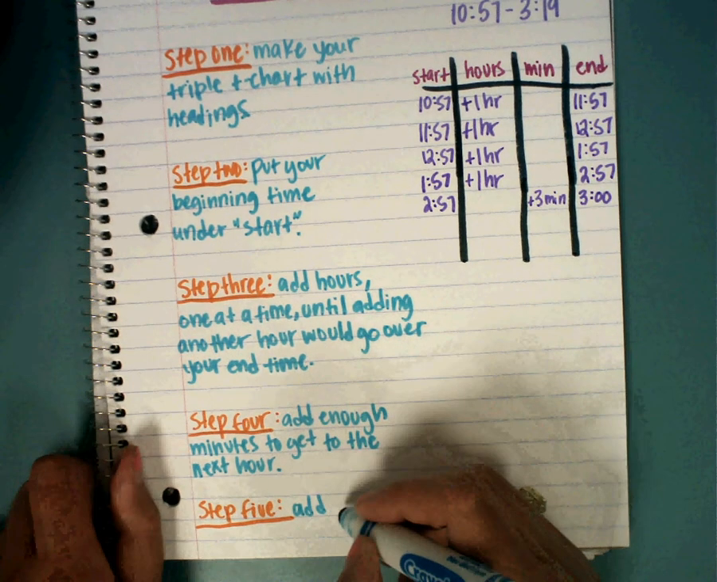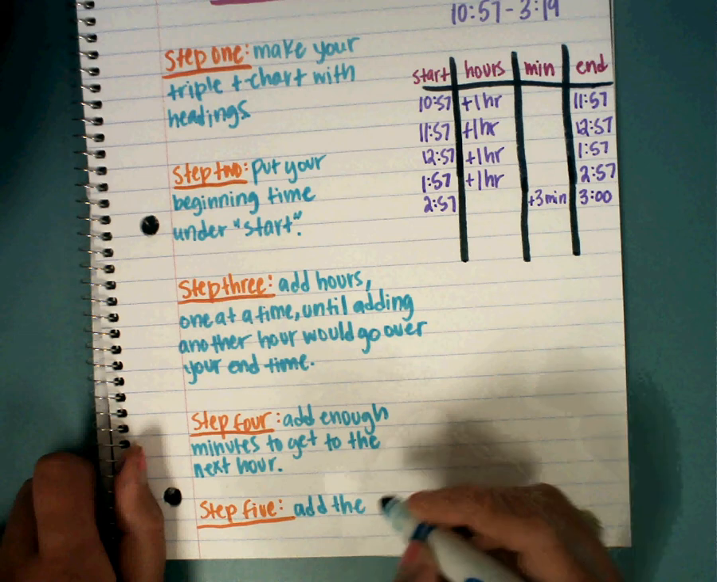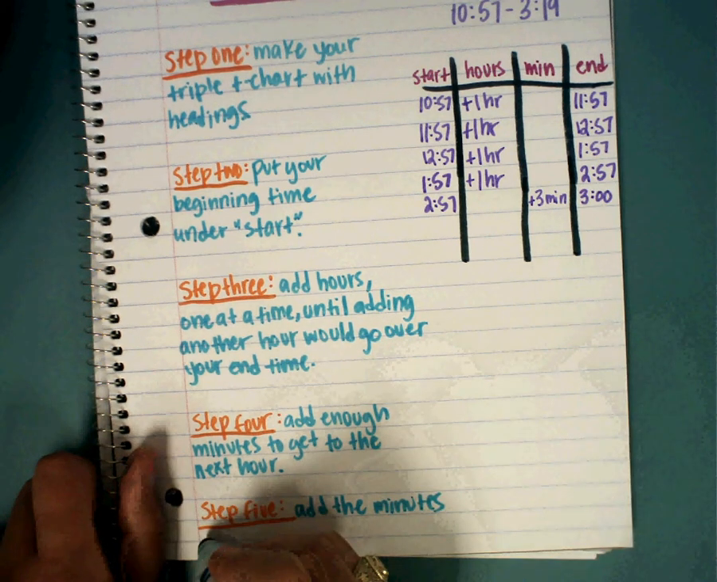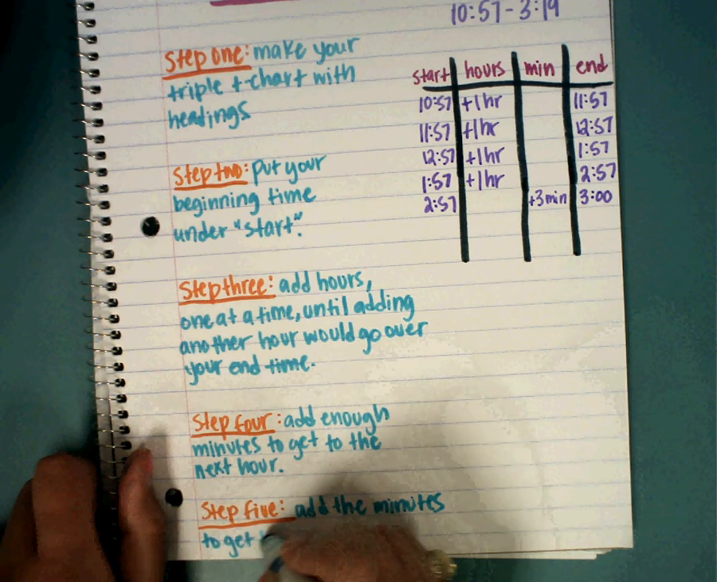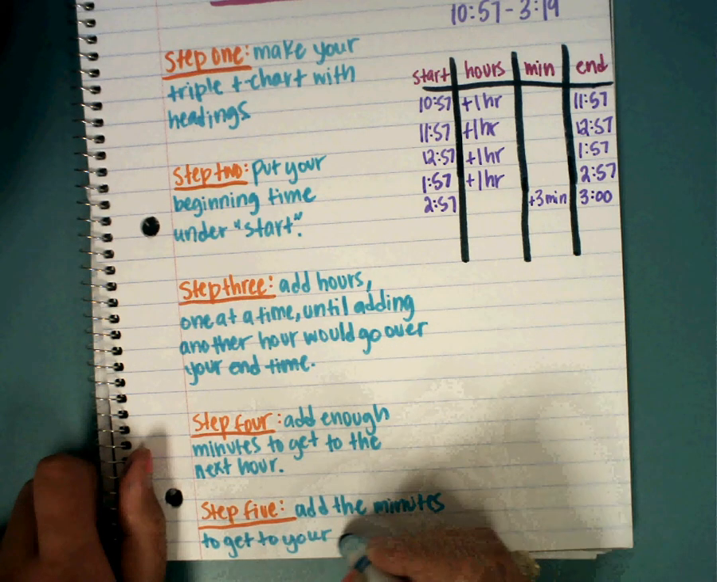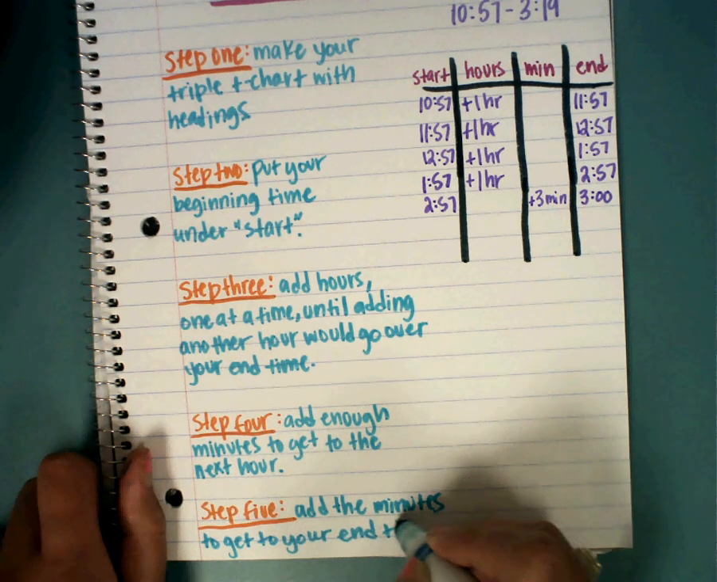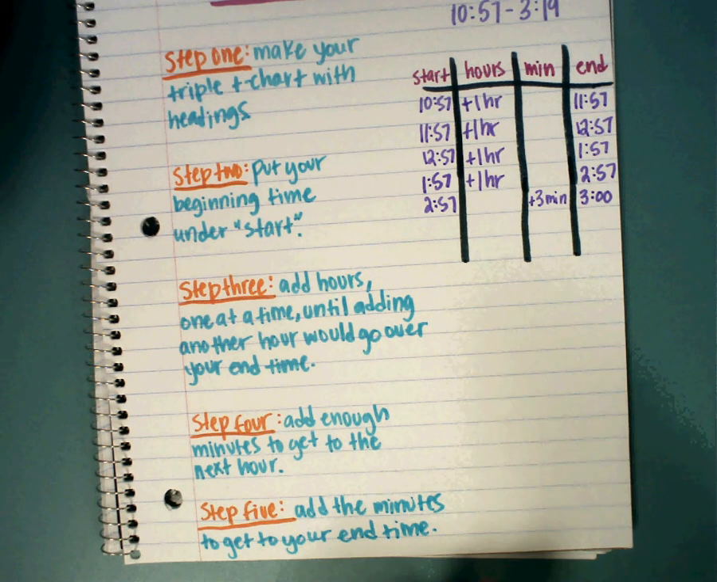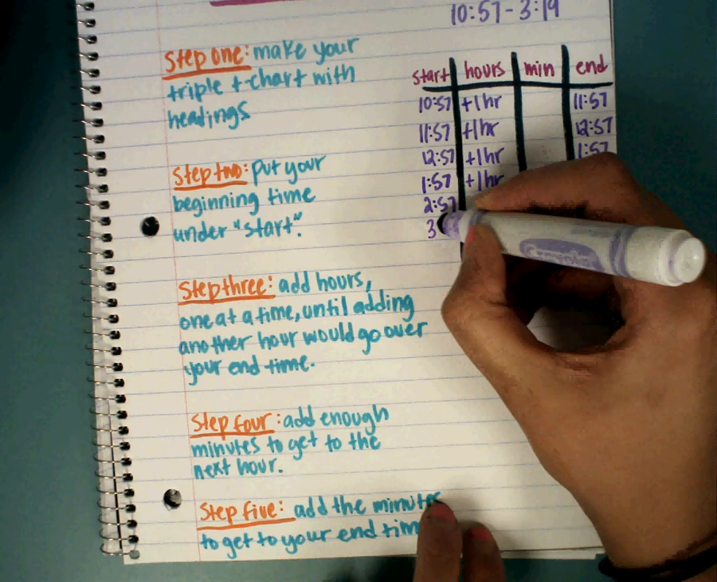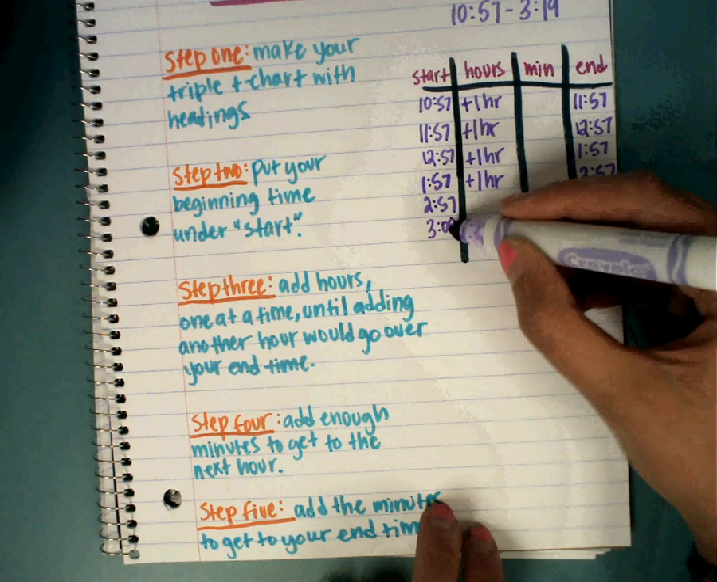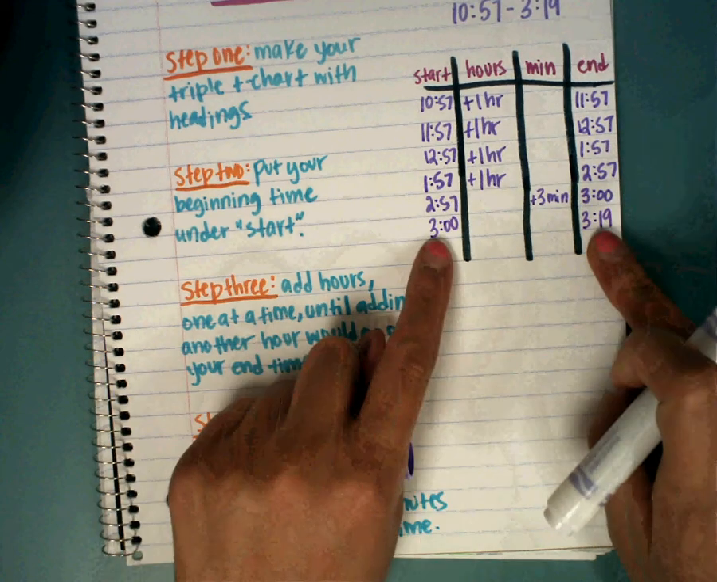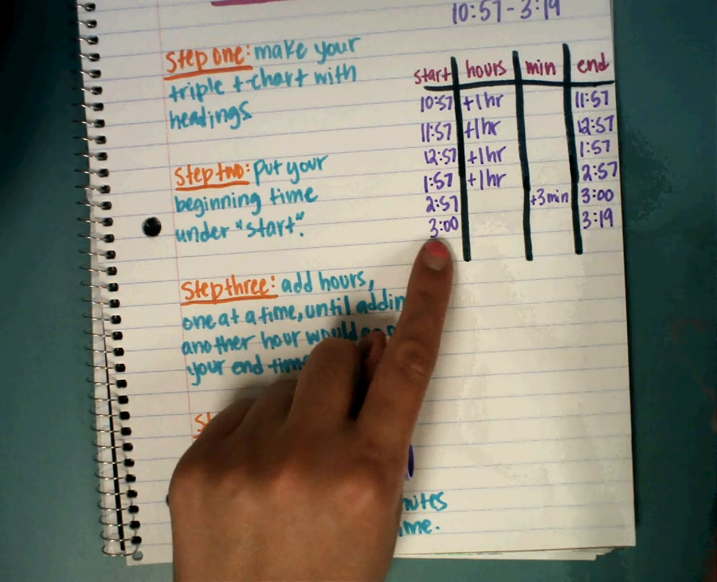Add the minutes to get to your end time. Okay? So, now my new start time becomes what? 3 o'clock. Well, how many minutes to get from 3 o'clock to 3:19? So first I'm going to put 3:19 right here. How many minutes to get from 3 o'clock to 3:19? Plus 19 minutes.